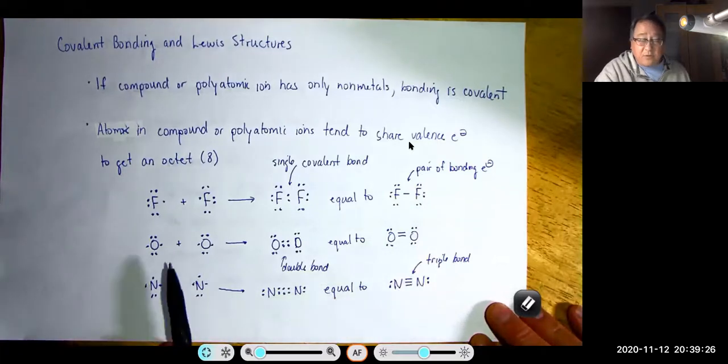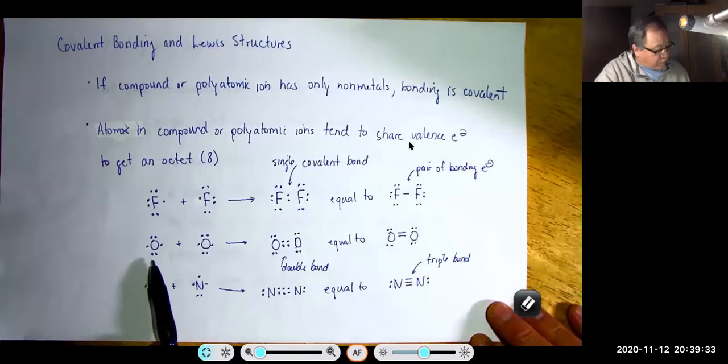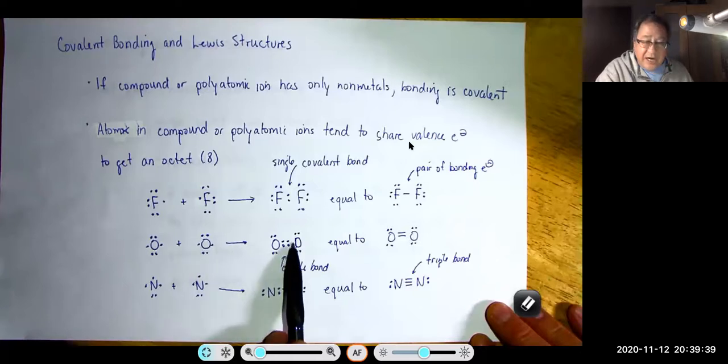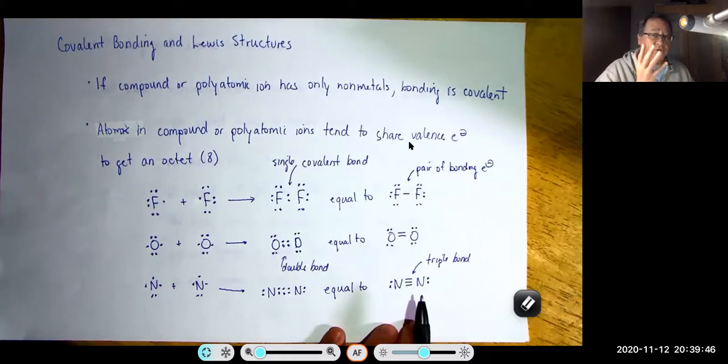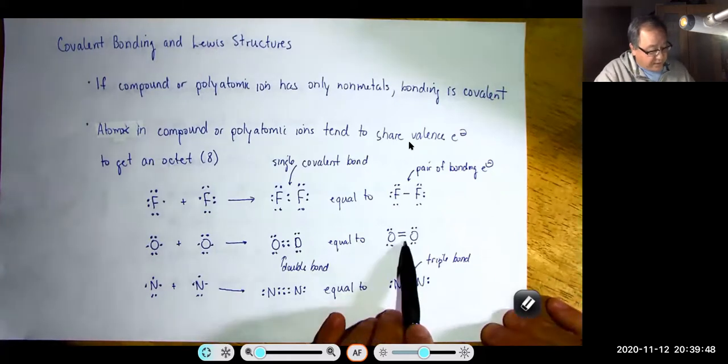Here's another example where 2 oxygen atoms have 6 valence electrons each. So how do you get an octet around each oxygen with only 12? Well, it turns out that this is what happens. Here you have 4 shared valence electrons, which is considered to be a double bond. 2 electrons is 1 bond, 4 electrons is 2 bonds. So we draw it this way.